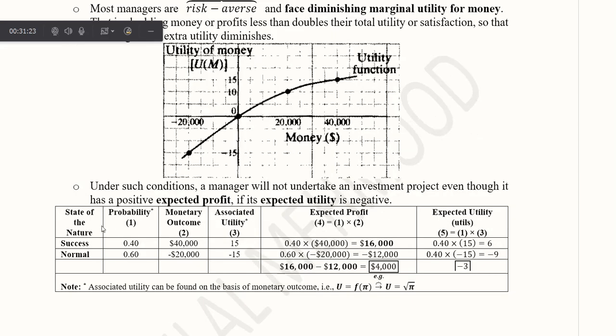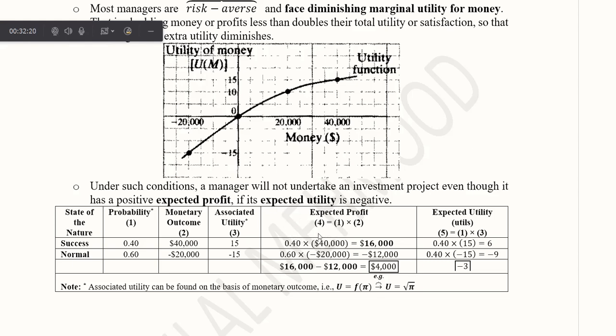Let us see. Here again we are using a simple example where the states of nature are mentioned. States of nature are two in this case, that is, there can be success or there can be a normal situation. We have probabilities, and probabilities are 0.4 and 0.6, and then we have monetary income or outcome. There is a positive value of the outcome if there is success. If there is a normal outcome or not an ideal situation, then there is a loss of $20,000. And with a positive value of the monetary outcome or the profits, the utility is positive, and with a negative value, that is a loss, there is a negative value of the associated utility.